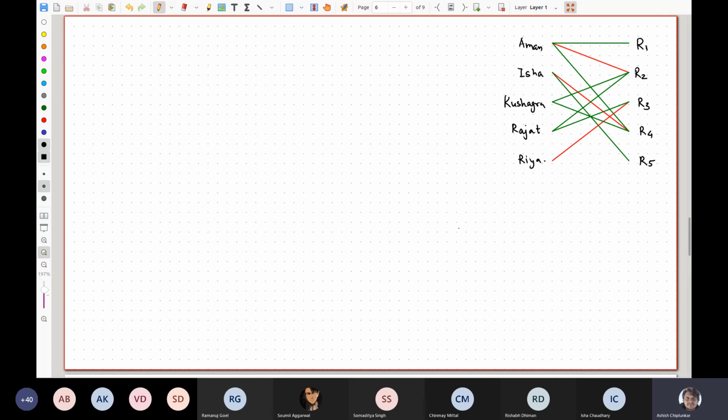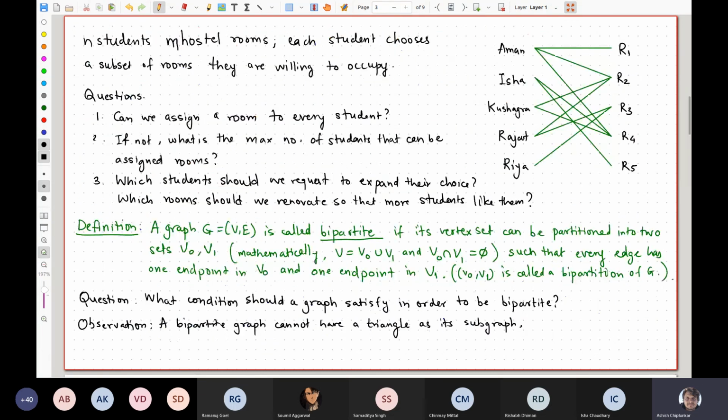Okay, so here is the situation, right? So let's get back to the problem. Each of these students has given a subset of rooms as their preference, that is the subset of rooms which they are willing to occupy. And now we want to, firstly, so let's go back to two of the three questions. Can we assign a room to every student? And let's just focus on the second question, right? So what is the maximum number of students which can be assigned rooms? Okay, let's copy this.